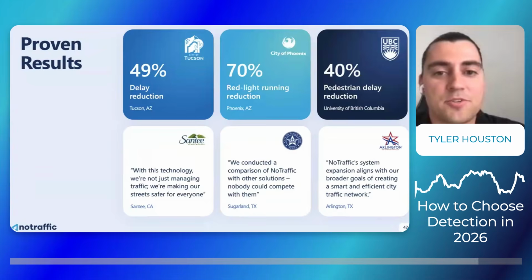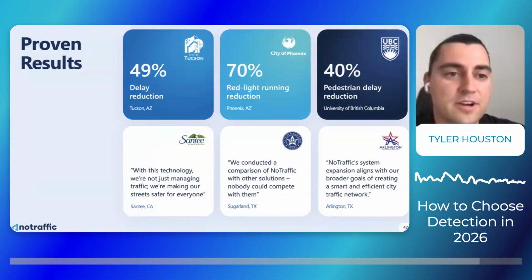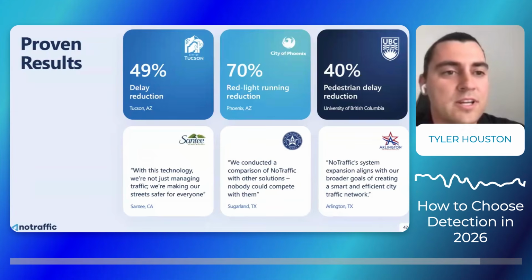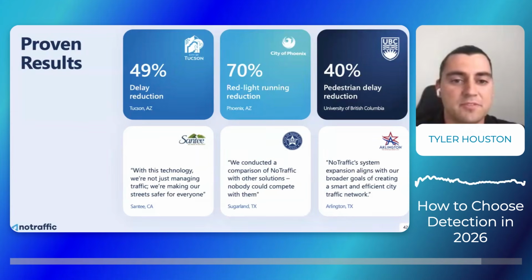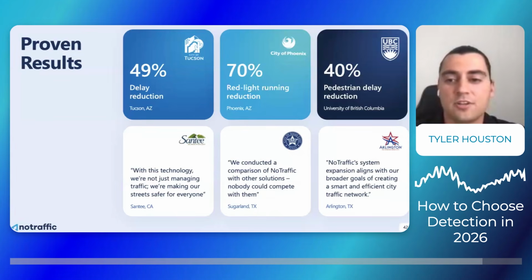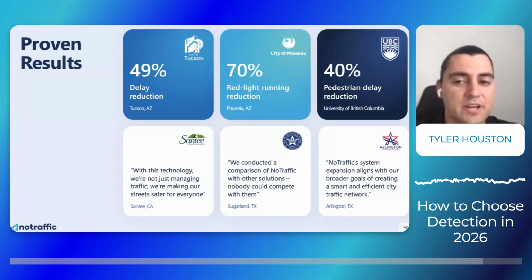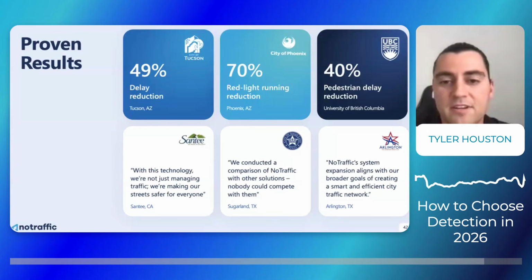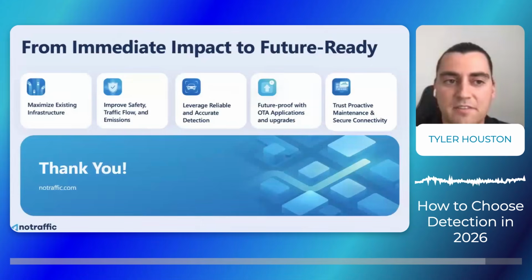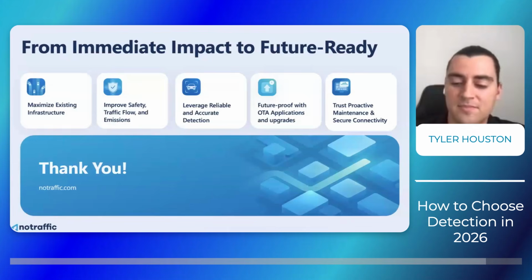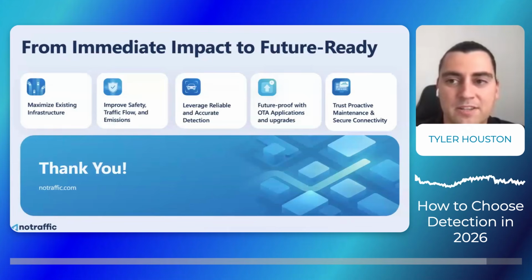So we've seen similar results across many different agencies in North America. So for everyone listening here, if you'd like to learn more about the NoTraffic system and where we've been installed and some of the things that we've seen in places like Tucson, Phoenix, Santee, Sugar Land, University of British Columbia, we want you to go to our website where we have different use cases there. You can find full briefs on what we've done, the results they've seen, and the benefits that a lot of these agencies have been seeing. And with that, I will pass it back to you, Mike.